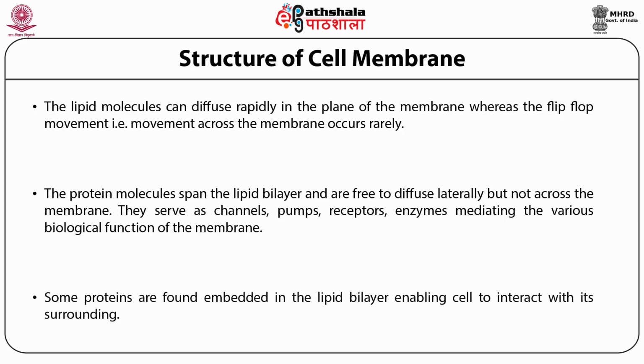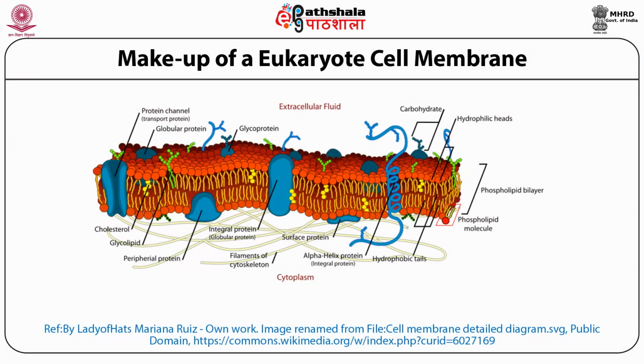Some proteins are found embedded in the lipid bilayer, enabling the cell to interact with its surroundings. Now, if you see the figure which shows the makeup of a eukaryotic cell membrane, it shows that the phospholipids and the glycolipid molecules are arranged as a bilayer, regarded as two-dimensional solutions, dynamic in nature. The polar heads are oriented towards the aqueous environment, while the long hydrocarbon chains face inwards. The lipid bilayer acts as a permeability barrier and as a solvent for the membrane proteins.